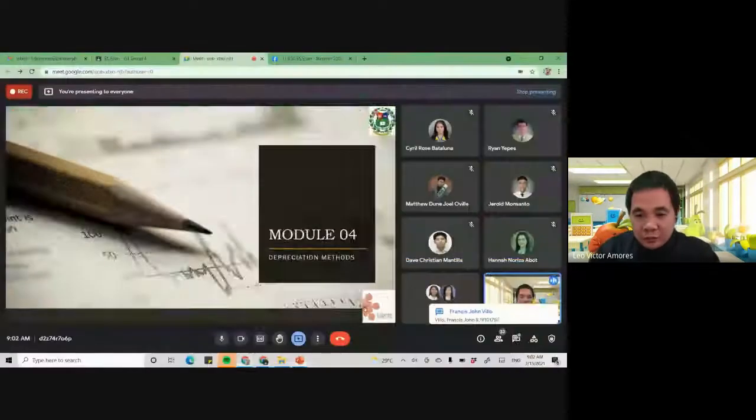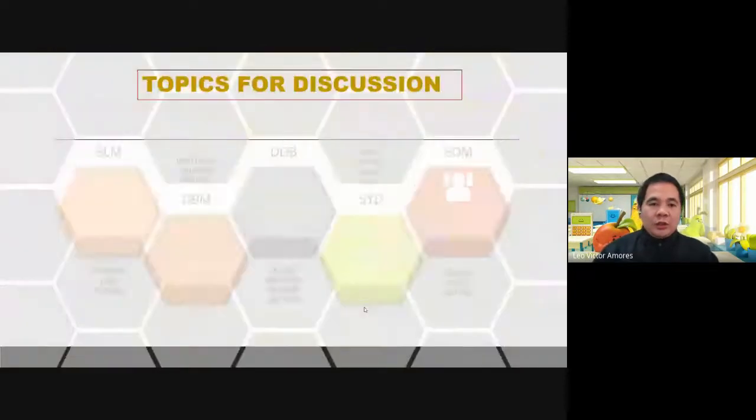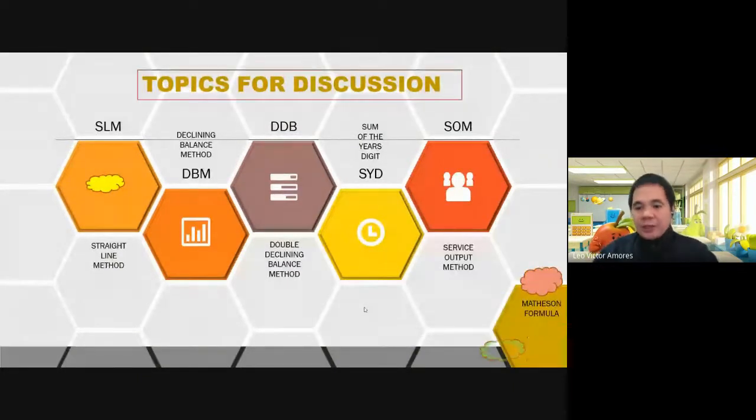So, to start off, we will be having a question and answer portion on the topic which is module 4 or depreciation methods. So on this live Q&A, we will be having more clarification discussion on the 7 types of depreciation methods. So basically, module 4 covers the 7 types of depreciation methods.